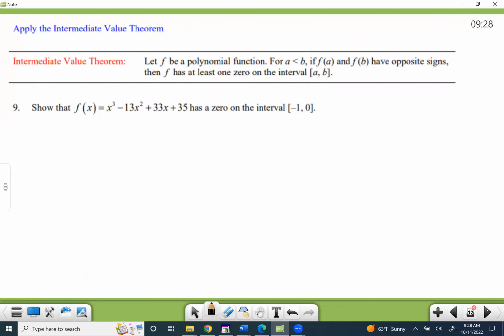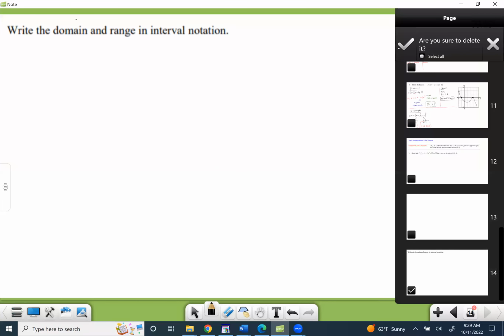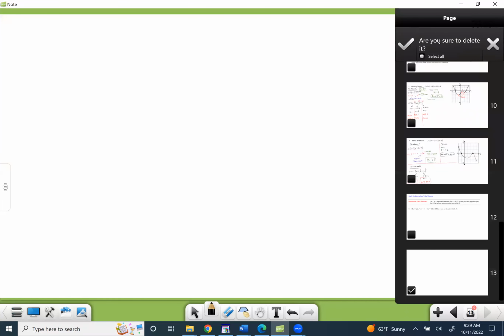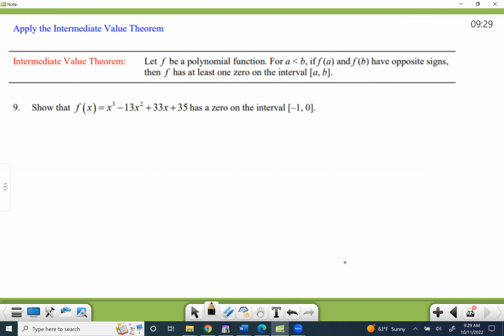Apply the intermediate value theorem. Sorry, guys. Is that our last one? Let me just delete these two slides out. The intermediate value theorem is stated here kind of bare bones because they're going to see it again in calculus, so it'll be more general than this, but we're going to use it in terms of a polynomial.